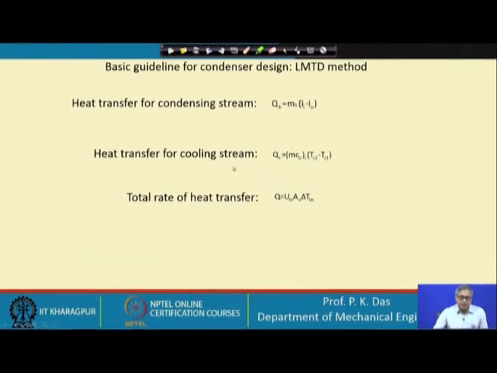The heat transfer equation for the cooling fluid stream will not be much different, because it is not changing its phase. The total rate of heat transfer will be given by the mean overall heat transfer coefficient. Why mean? Because the overall heat transfer coefficient may change over the length of the heat exchanger. So that is one thing we have to take care of.